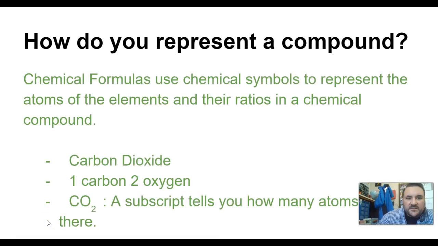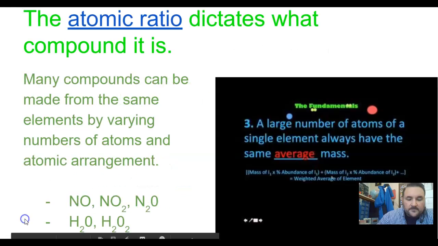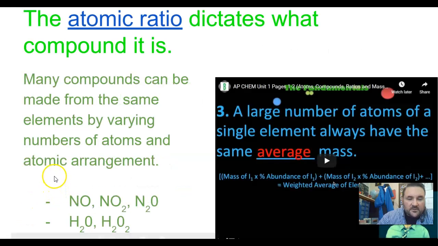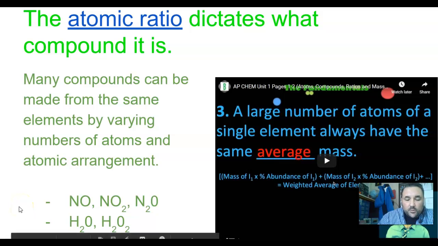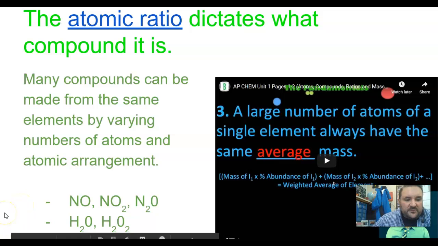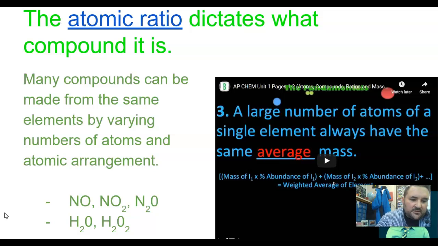So how do you represent a compound? You write a chemical formula. On the last page, I showed you a couple chemical formulas. H2O, CO2. Those are chemical formulas. The subscripts are very important because they tell you how many of each atom are there. So oftentimes when we're doing chemistry, we look at atomic ratios. The ratio indicates the number of atoms of each one. So these are completely different substances, even though they look very similar. This is nitrous.